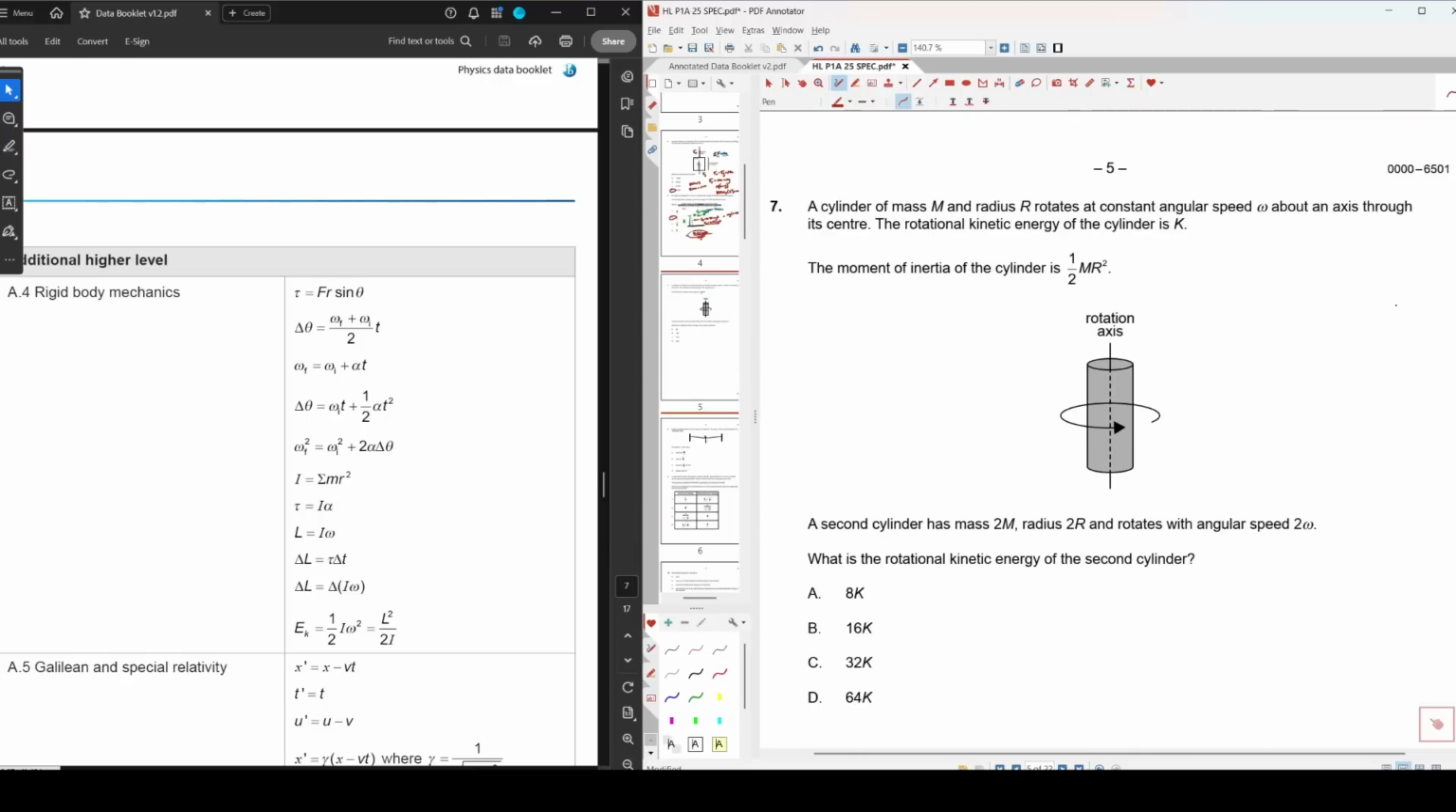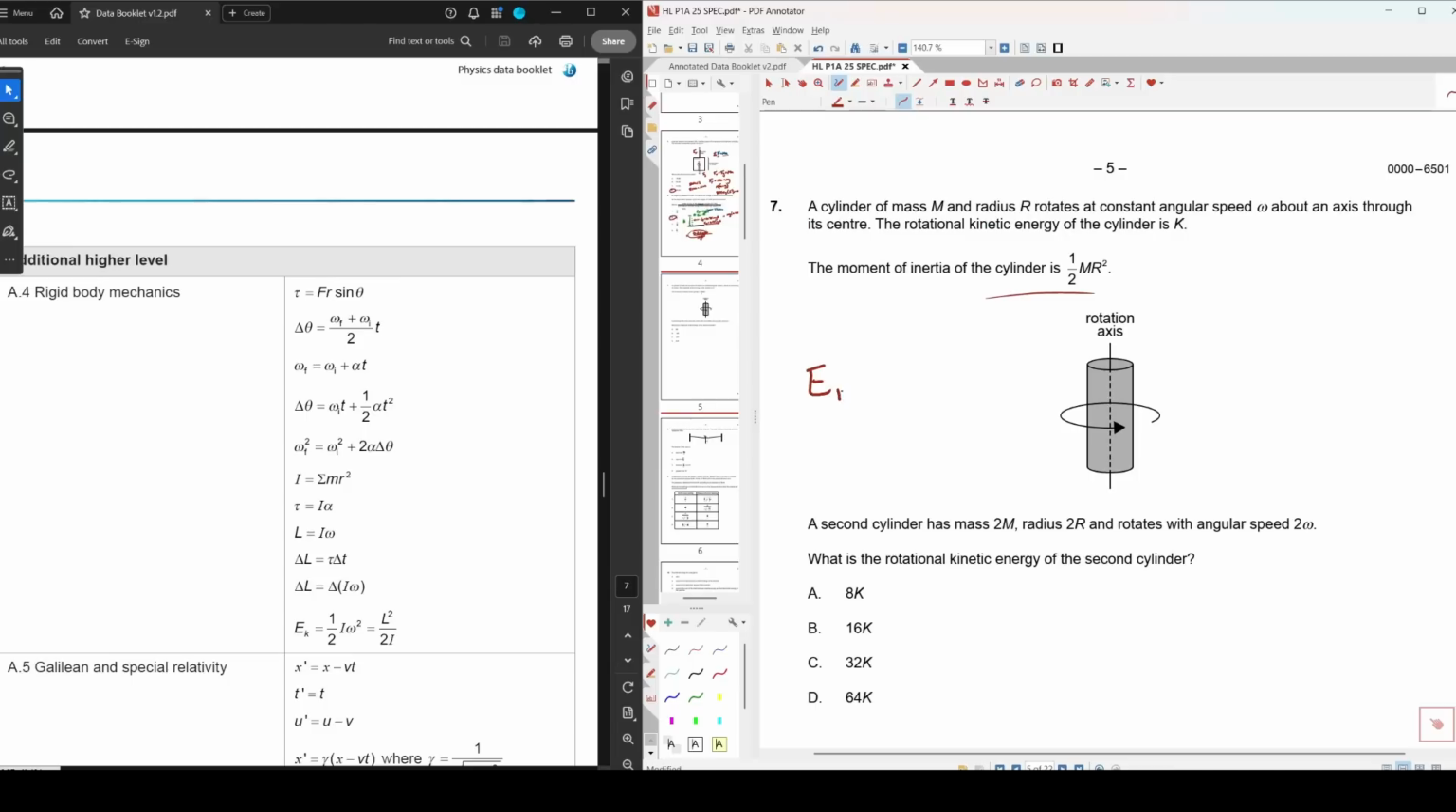Okay. Now I've got another rotation thing, so I'm sticking here. Okay, it's a cylinder. Again, they're giving me the moment of inertia. Then I have a second cylinder. Oh, it's a ratio problem. Here's a new cylinder, different mass, different radius, different speed. What's the rotational kinetic energy? Okay, great. I love ratio problems.